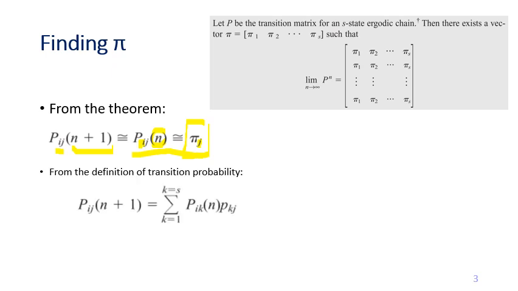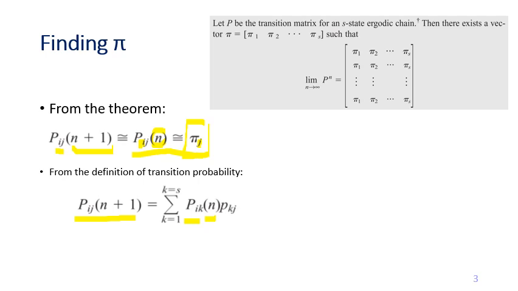Now, from the definition of transition probability, if we want to define Pij in n plus 1 steps, we may break this n plus 1 into two parts, the n steps and then the 1 step. So if you want to go from i to j in n plus 1 steps, you can break it down like this. In n steps, you need to go from i to k, and k can be any state in your chain.